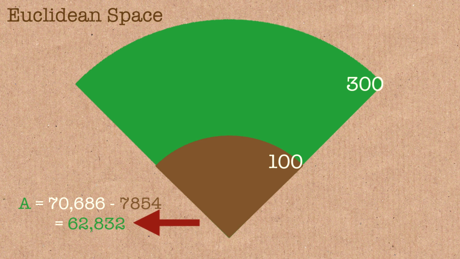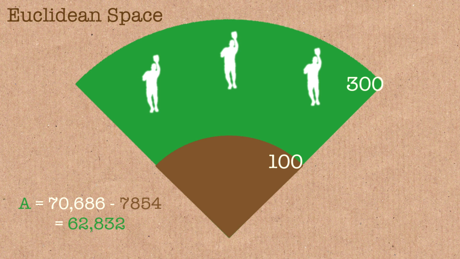And so in American baseball, we have 3 outfielders out here, and they're able to cover most of the outfield. And so we can imagine that an outfielder can cover about 20,000 square feet. Well, what would happen in hyperbolic baseball if you took the same picture?